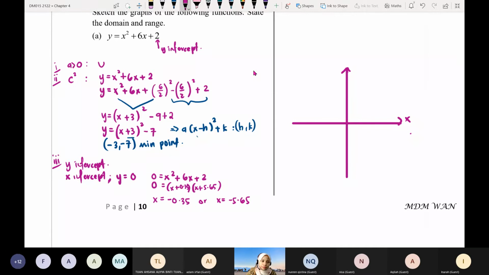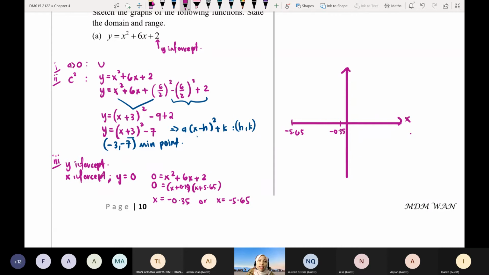Okay, so x is negative 0.35. Kat mana? Somewhere here, negative. And then negative lagi, negative 5.65. Satu lagi adalah negative 0.35. Okay, kita dah sketch dah nombor 3.